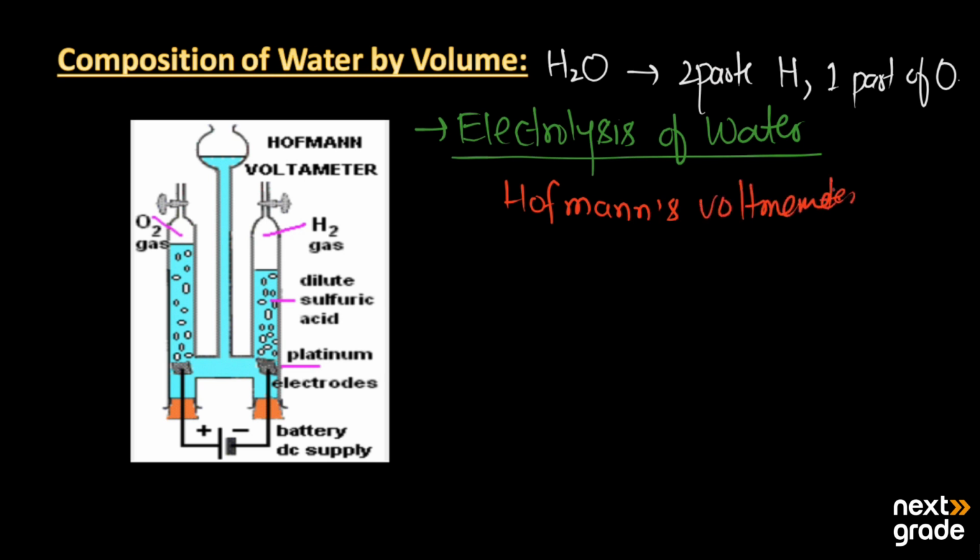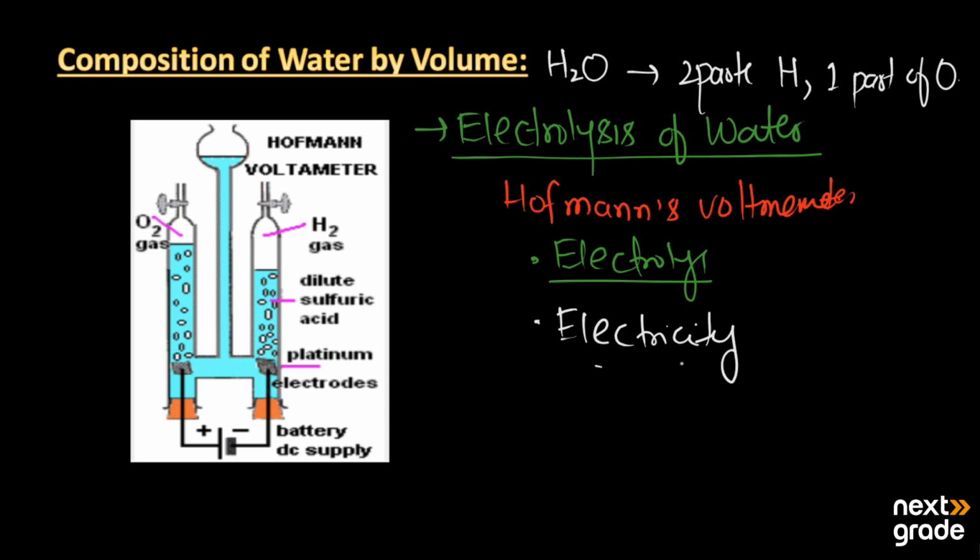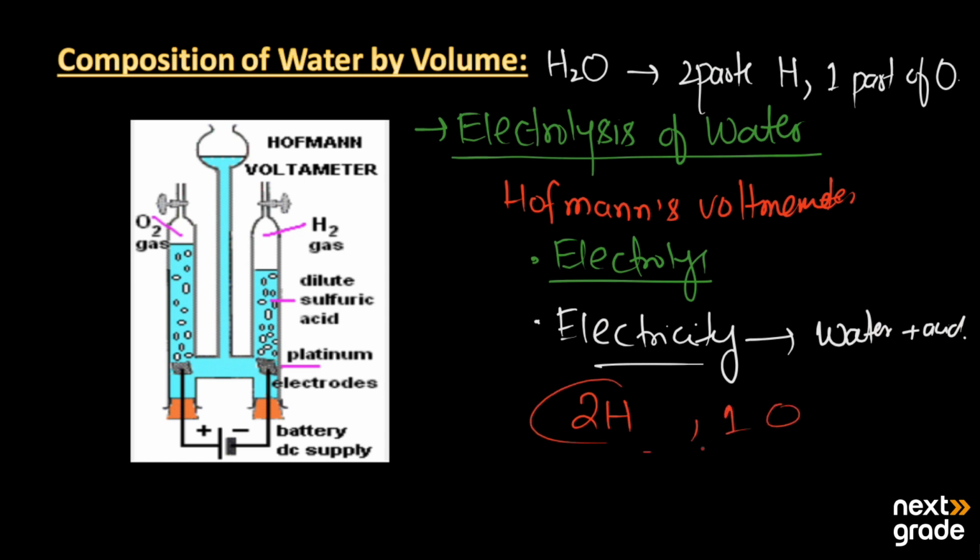and this happens in the presence of an electrolyte. Electrolytes are substances that conduct electricity when they are in solution form. When there is a passage of electricity through acidified water, so the water that we take may have some acid in it, it produces two parts of hydrogen and one part of oxygen.